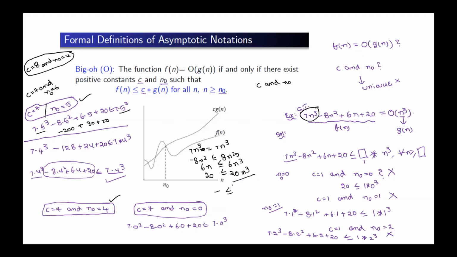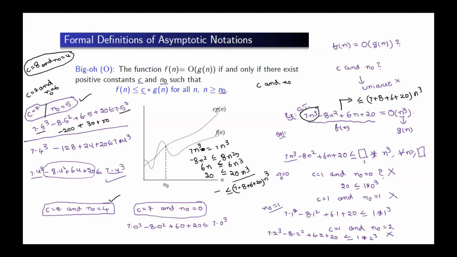8 plus 7 plus 8 plus 6 plus 20 into n cube. Is that correct? Yes, sir. What I am saying is, this is less than or equal to 7 plus 8 plus 6 plus 20 into n cube. Is this true or not? Easily we can say that it is true, no?